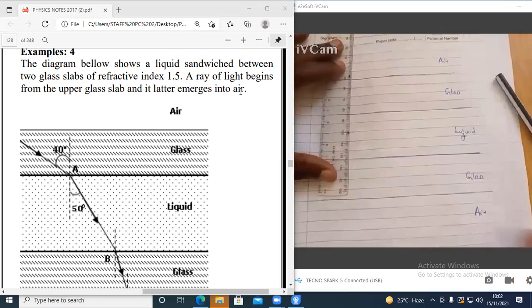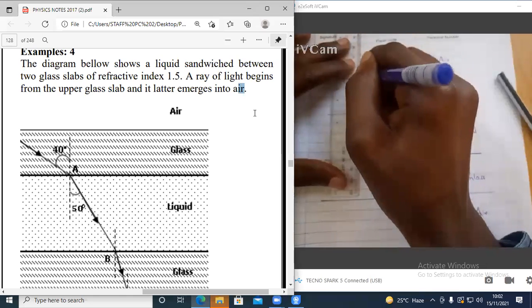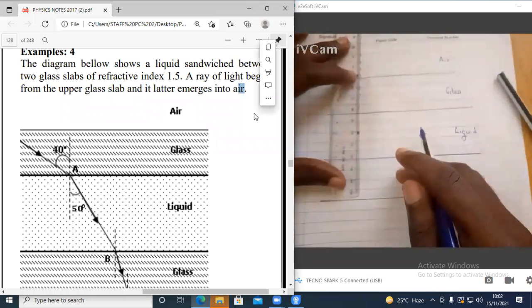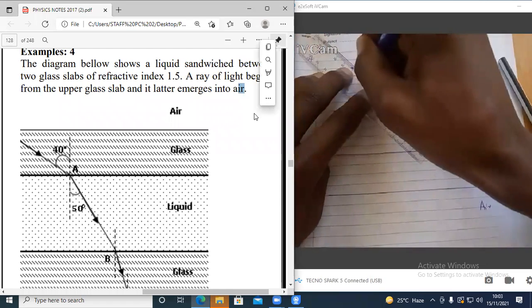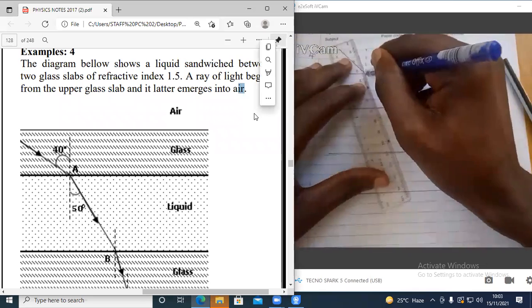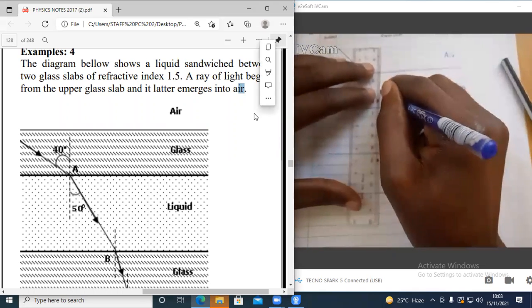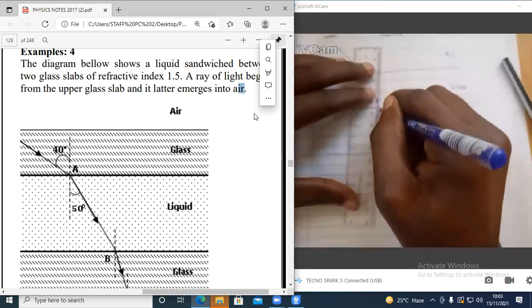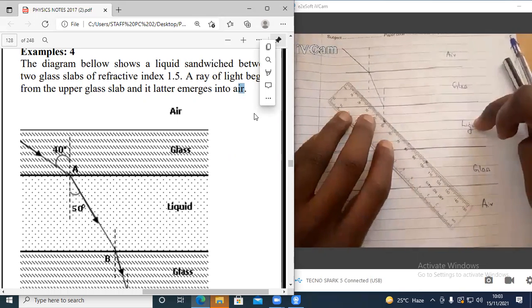So it started from here. This is our normal. Light is incident like that, so make this angle a little bit big. It is refracted from here to this point here. So we create our normal line again from there, a normal on that surface. So this one is again from glass to liquid.